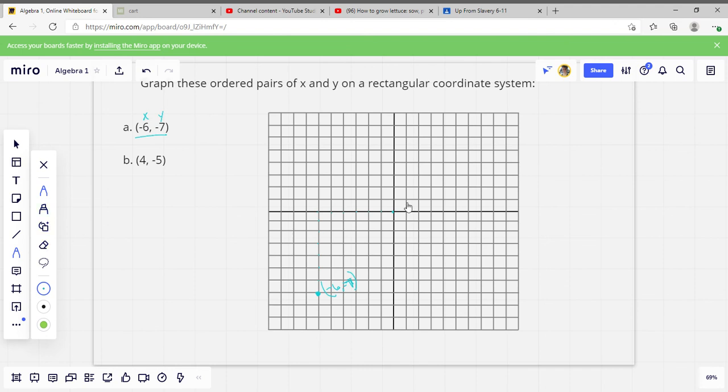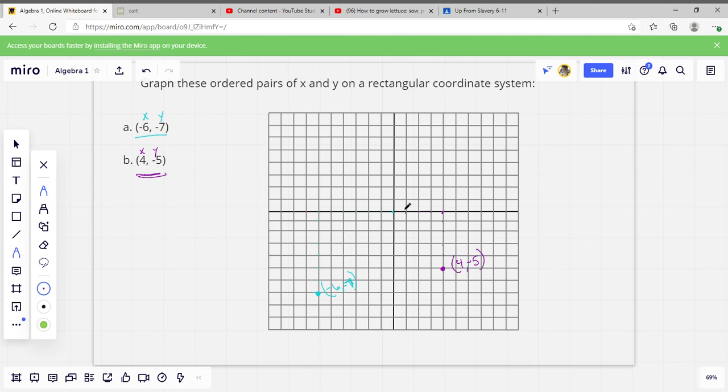Okay, and then the next one is 4, -5. Here's our x, here's our y. So our x is 4, so we're going to go forward 4. 1, 2, 3, 4. And then we're going to go down 5 because our y is negative. So 1, 2, 3, 4, 5. So that is the point 4, -5.